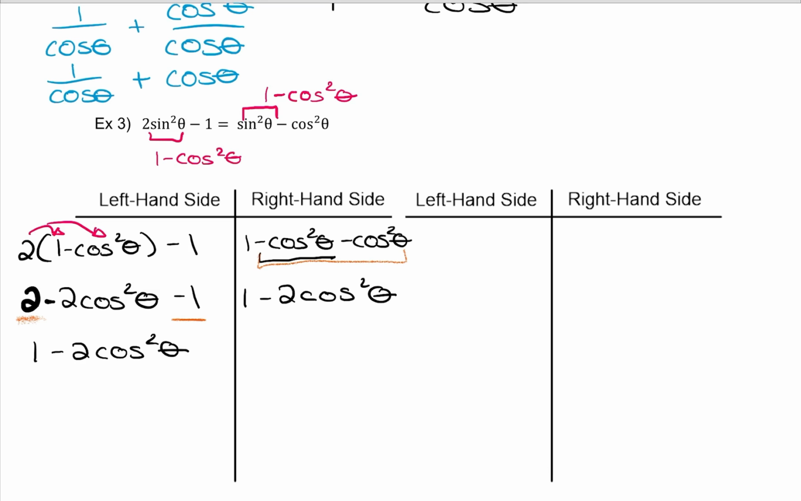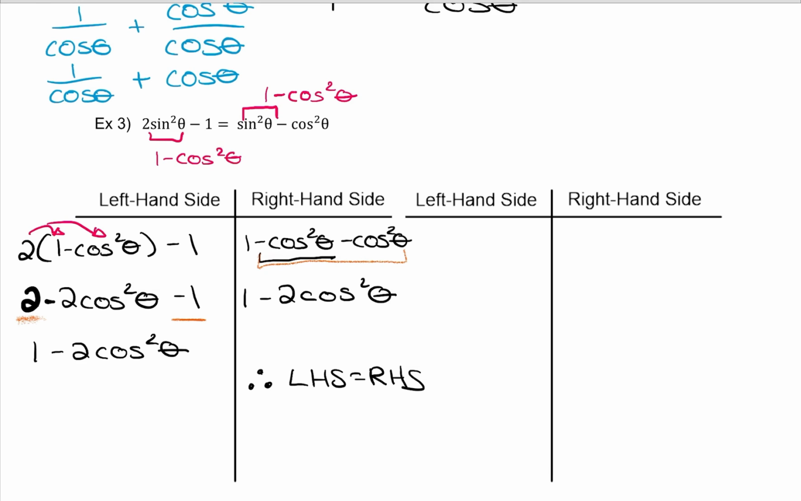Well, negative cos squared minus cos squared is just negative 2 cos squareds. And then you can see right there, you can stop. You're done. You've just done 2 or 3 steps on each side. You've made both sides equal the same thing, so you can say the left-hand side equals the right-hand side. Okay, so that's one approach.